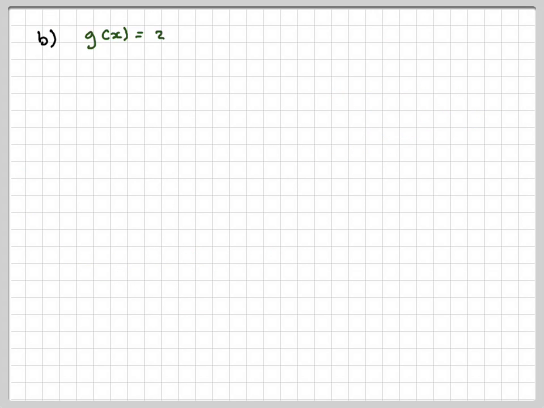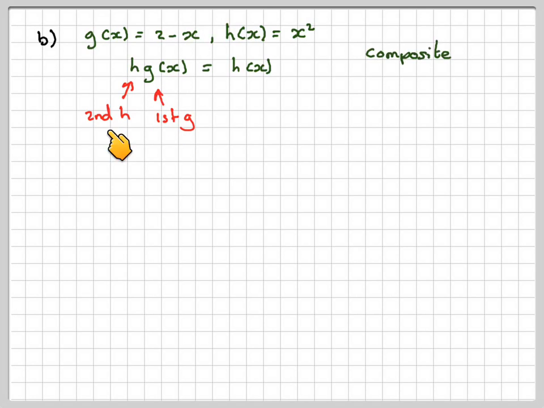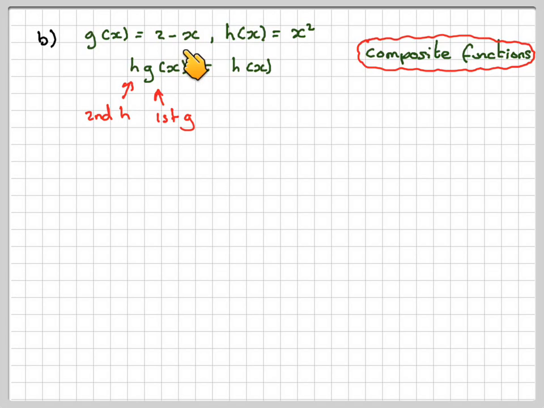The second part talks about g of x being equal to 2 minus x, and h of x is equal to x squared. hg of x means this is a composite of two functions. So the g means first g, and then you put it into h. This is called the composite function. So you take g, which is 2 minus x, and you put it in instead of x.